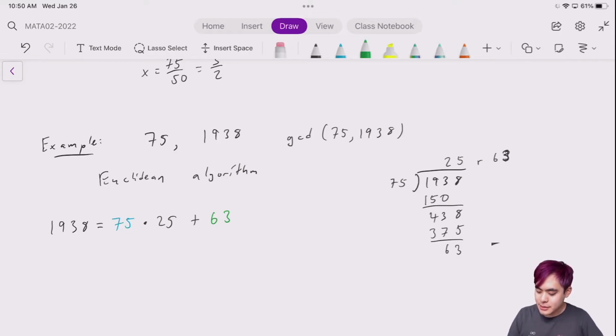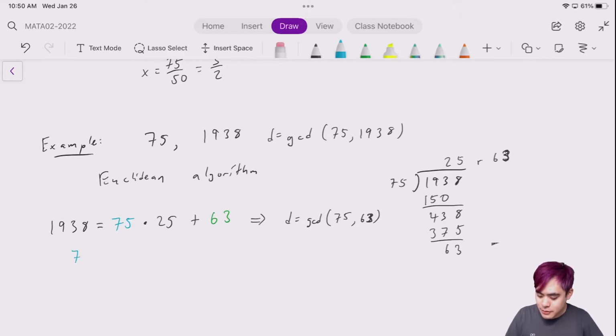And so this implies that the greatest common divisor, let's call this D, is equal to the greatest common divisor of these two smaller numbers, 75 and 63. Okay? And then we repeat the process. So now we move the bigger of the numbers, whichever one that is.